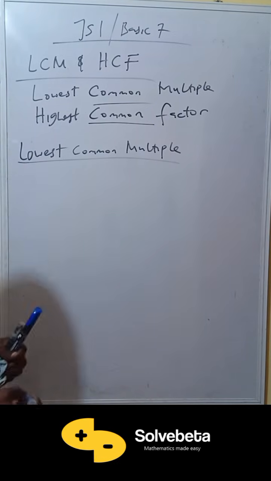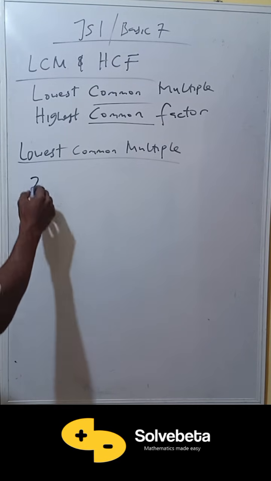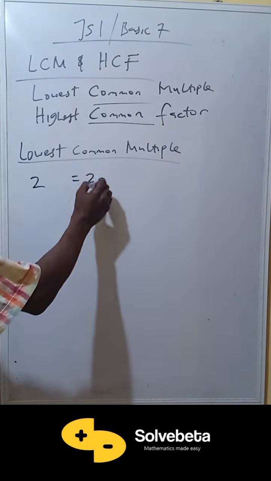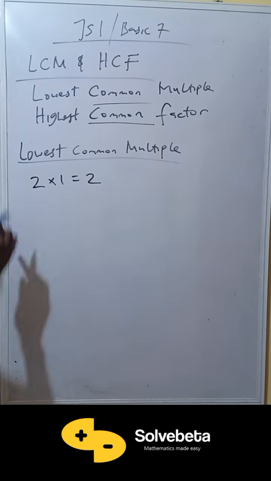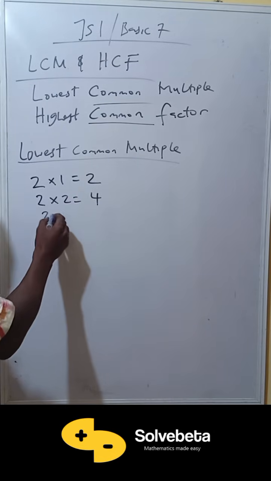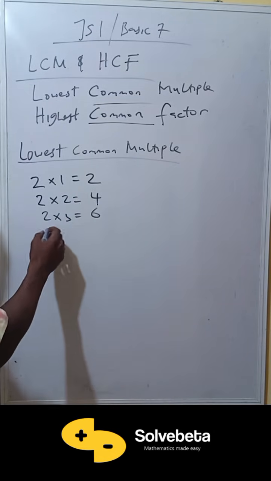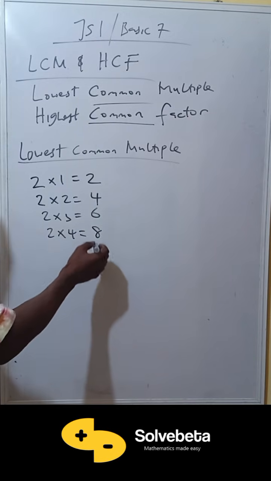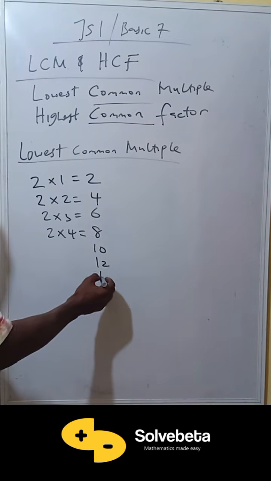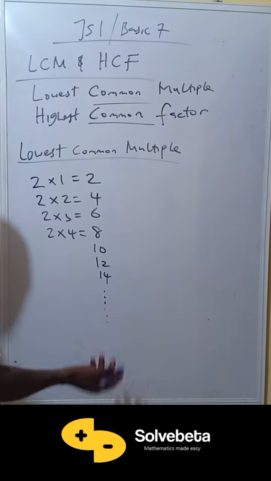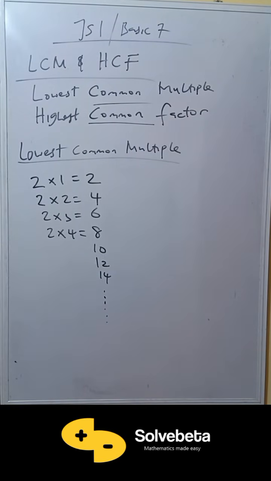Now, when we mean multiple, look at these numbers. The first multiple of 2 is what? 2. Why is it 2? 2 times 1 is 2. The second multiple of 2 is 4. The third multiple is 6. The fourth multiple is 8. The next will be 10, 12, 14, down to infinity.